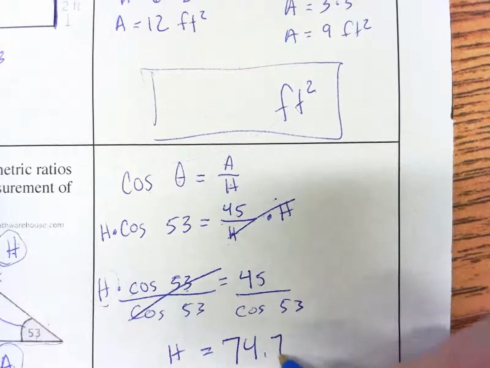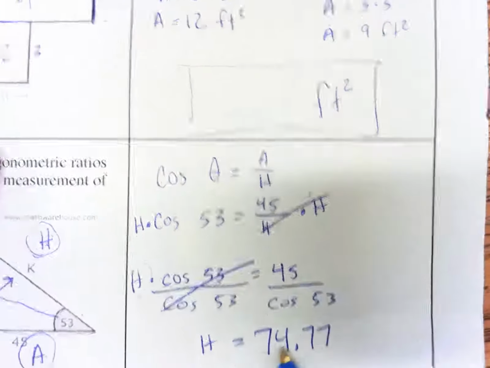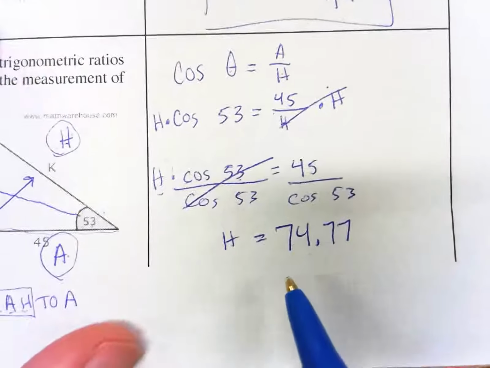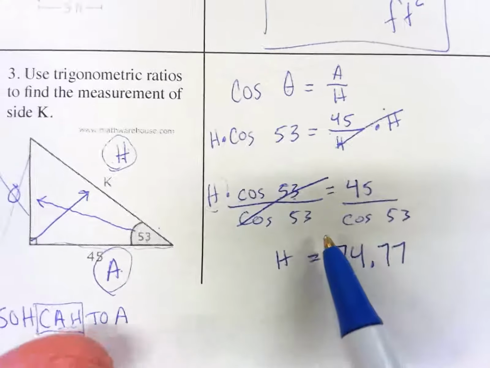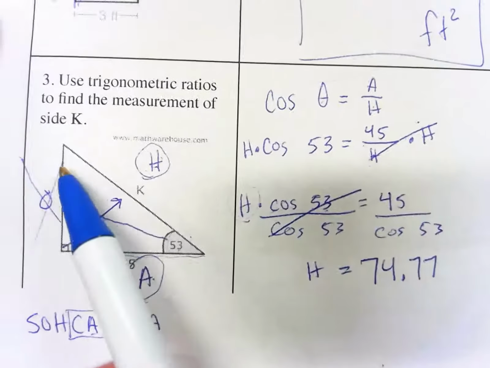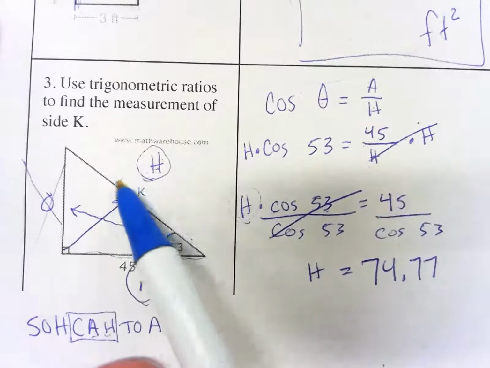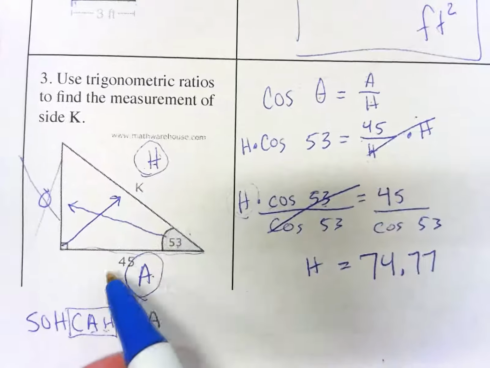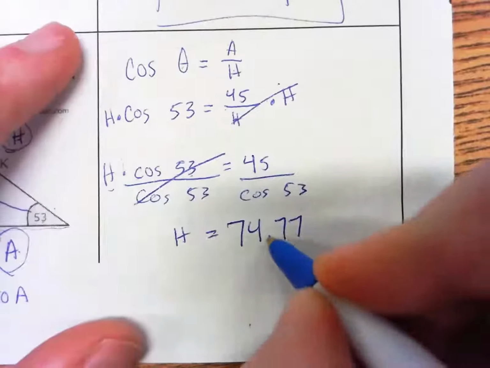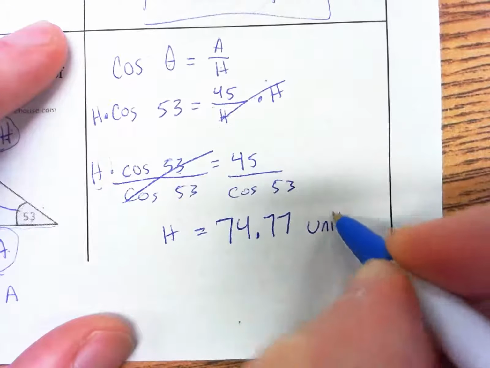And in this case, we need to know whether or not to put our degree units on it. We were not finding a number of degrees in an angle. We were finding the length of a side. It doesn't say if it's feet, inches, whatever. So I'm just going to say units. So that is your answer.